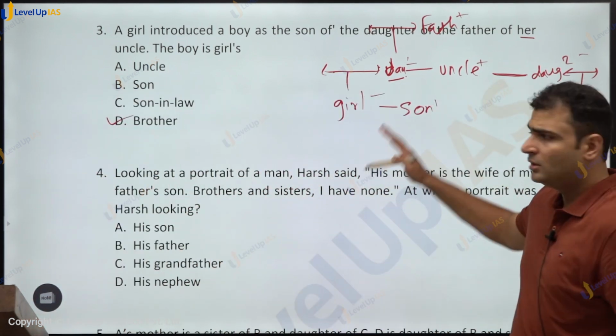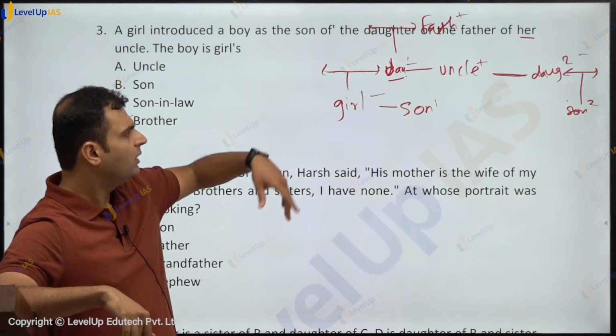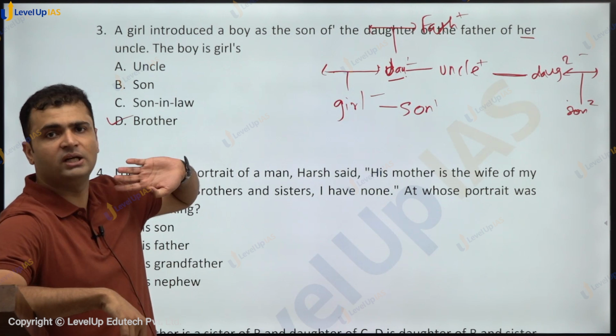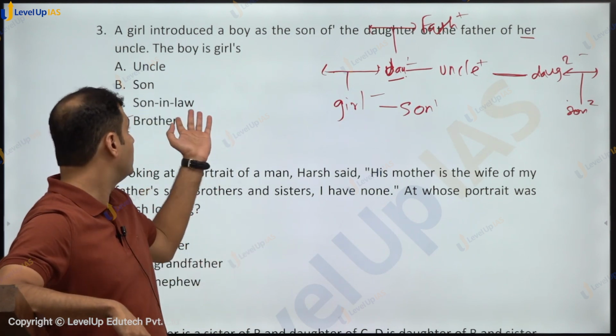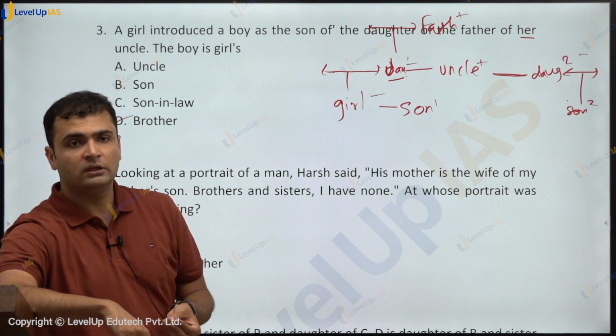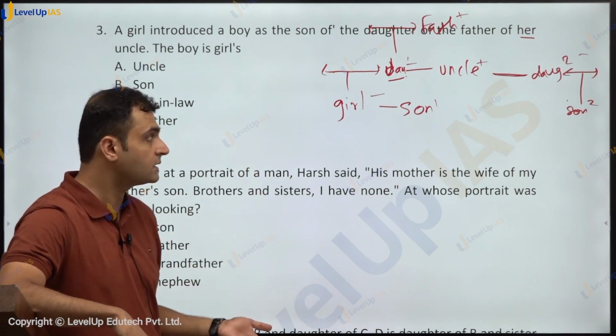I hope you understood. Because there are two possibilities, we have to consider them both, and we have to see which of them are available in the options. If both brother and cousin were there in the options, and also an option saying information insufficient to determine, then information insufficient would have been the answer.